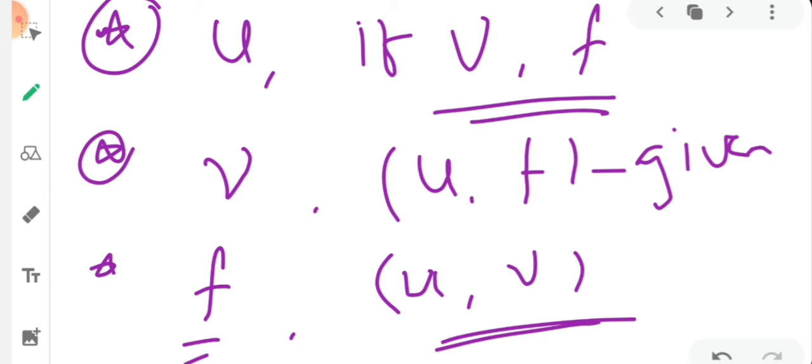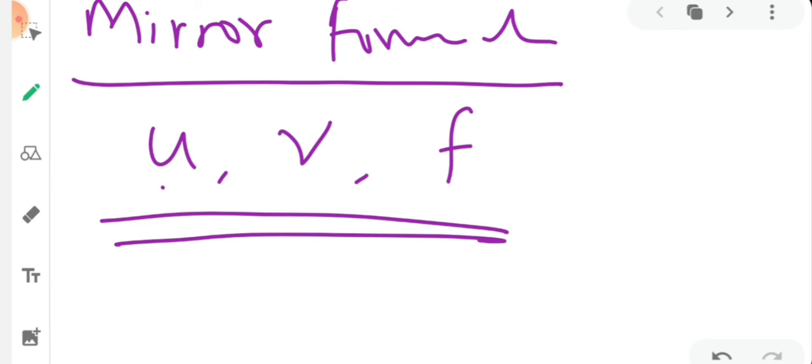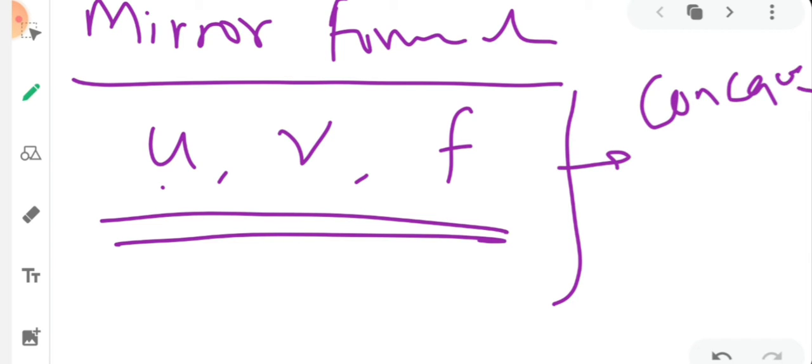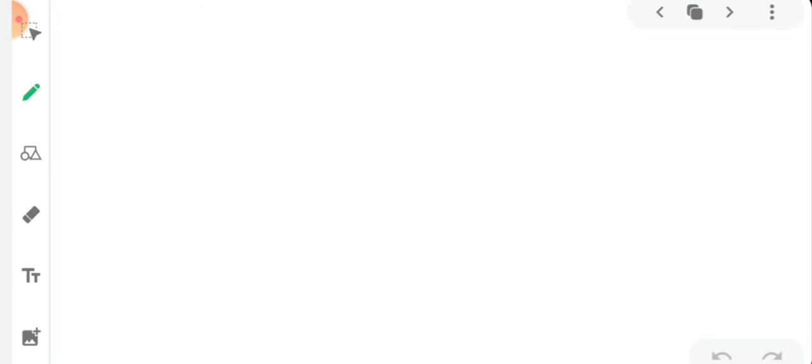So these are the three uses of the mirror formula, and memorize one thing, that this formula is used for concave as well as convex mirrors. This mirror formula is used for both the mirrors, concave as well as convex. For both mirrors this formula is very useful, this is the common formula. So keeping in mind 1 by u plus 1 by v is equal to 1 by f, this is your mirror formula. Now let us talk about magnification.